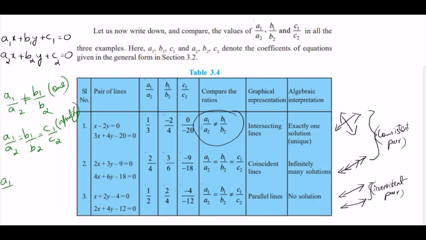And when A1 by A2 is equal to B1 by B2, not equal to C1 by C2, you say these are parallel lines. That is, no solution.